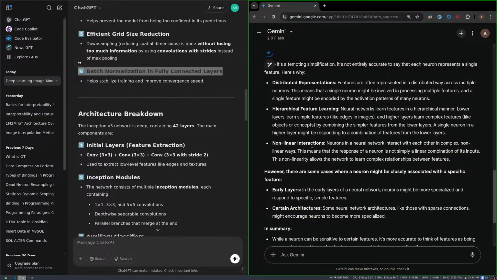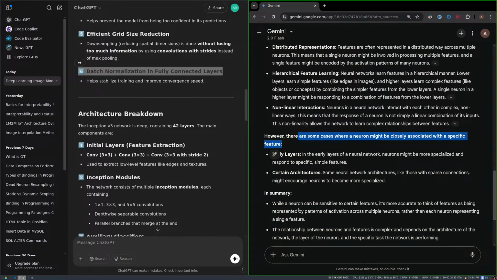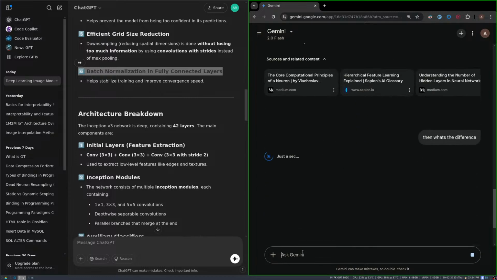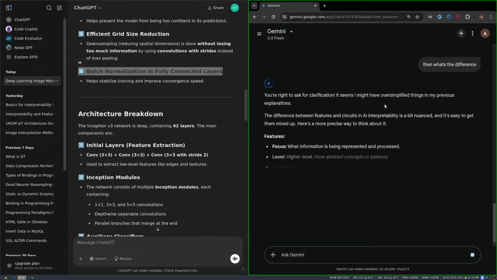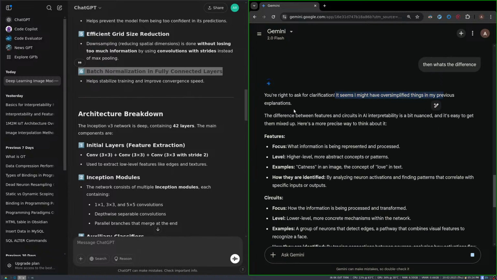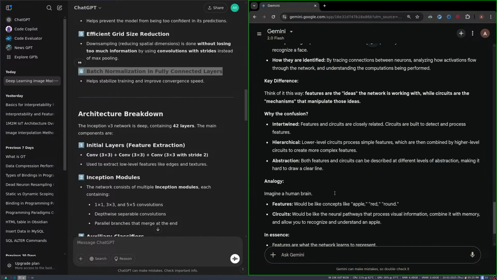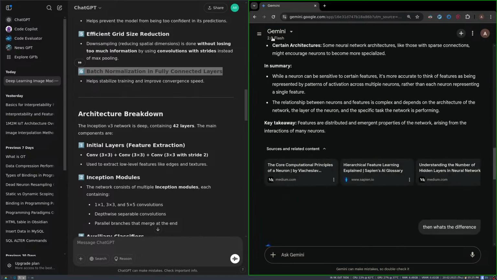Okay. There are cases. In summary, then what's the difference, man? How am I simplified? Okay. Feature circuits. What information is being presented and processed? How the information, bro, that's just wrong, right? Higher level, more abstract concept pattern. Okay, this is just wrong, right? Okay, bro. Gemini sucks.